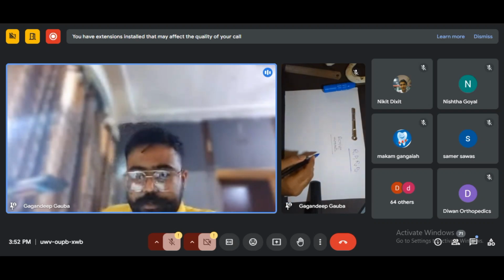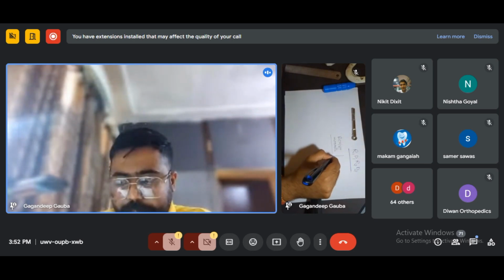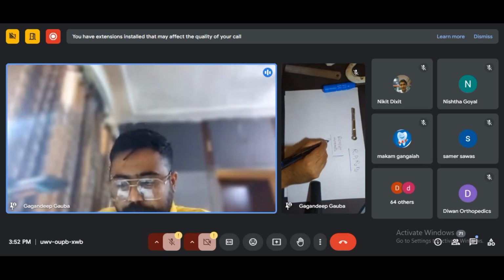So in basal implantology, we go with the concept of active threads and passive shaft.